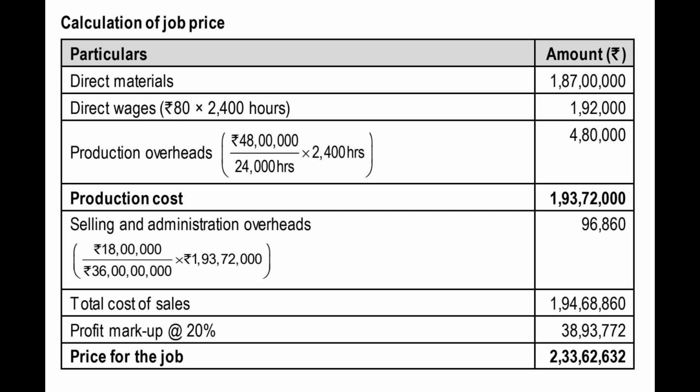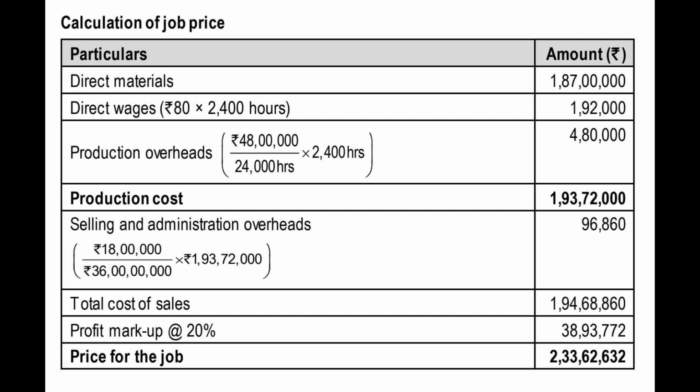Then add production cost and the selling and administration overhead. The resulting figure would be called total cost of sales. Total cost of sales is nothing but 1 crore 93 lakh 72,000 plus 96,860. So total cost of sales is 1 crore 94 lakh 68,860.